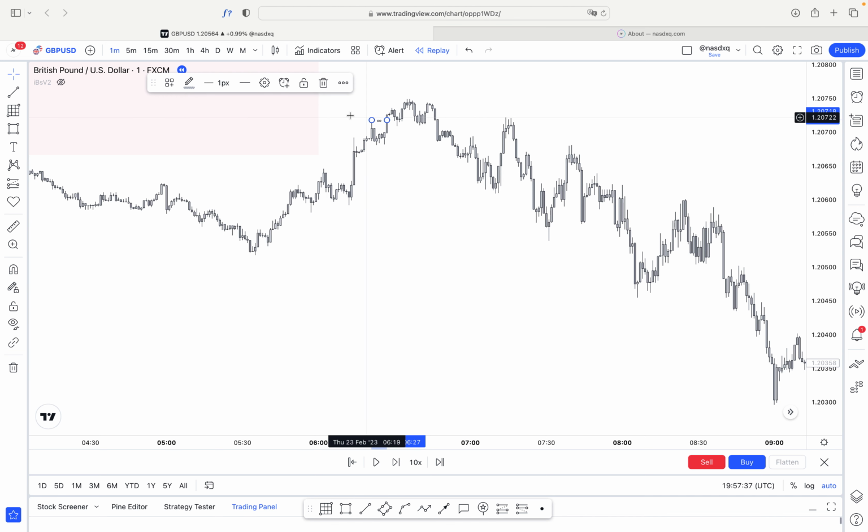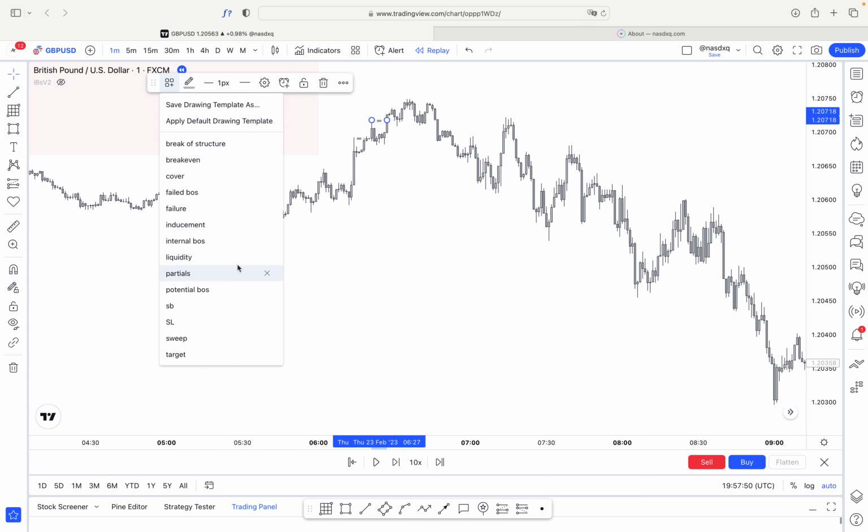So break of structure, break of structure, and then, you know, we've got a final. What am I talking about? Break of structure, liquidity sweep.